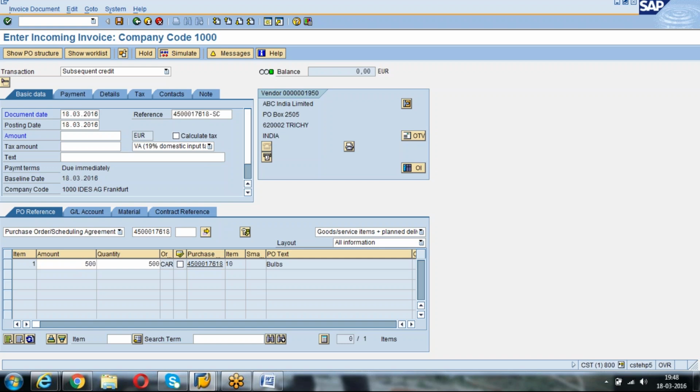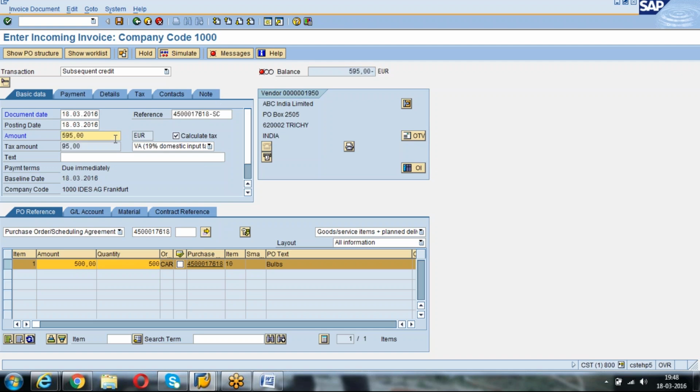What they have decided, 500. For 500 they want to send as a subsequent credit. For that also, if you want to pay, they will pay the taxes, the return tax, they have to take the return tax also, right? Okay, see here the 595.